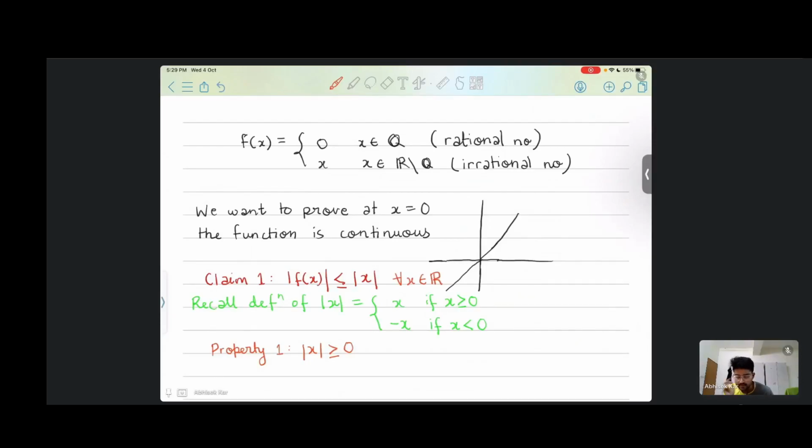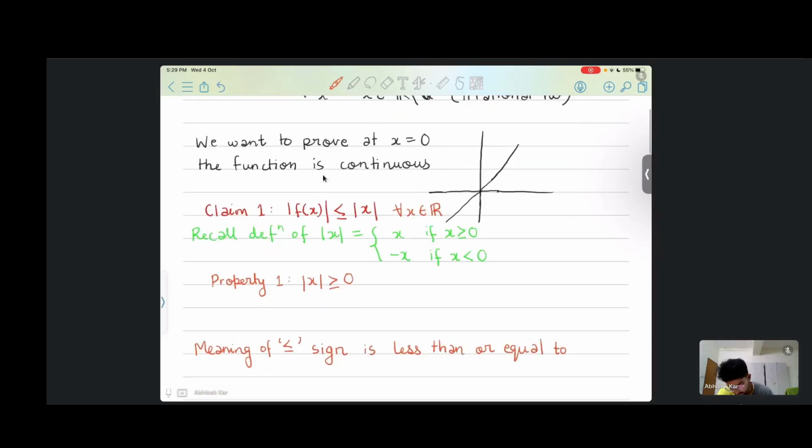Hello student. In this video we are going to show that this function on your screen, f(x) = 0 when x is a rational number and f(x) = x when x is an irrational number, is continuous at x = 0. Before doing that, I want to prove some claim.